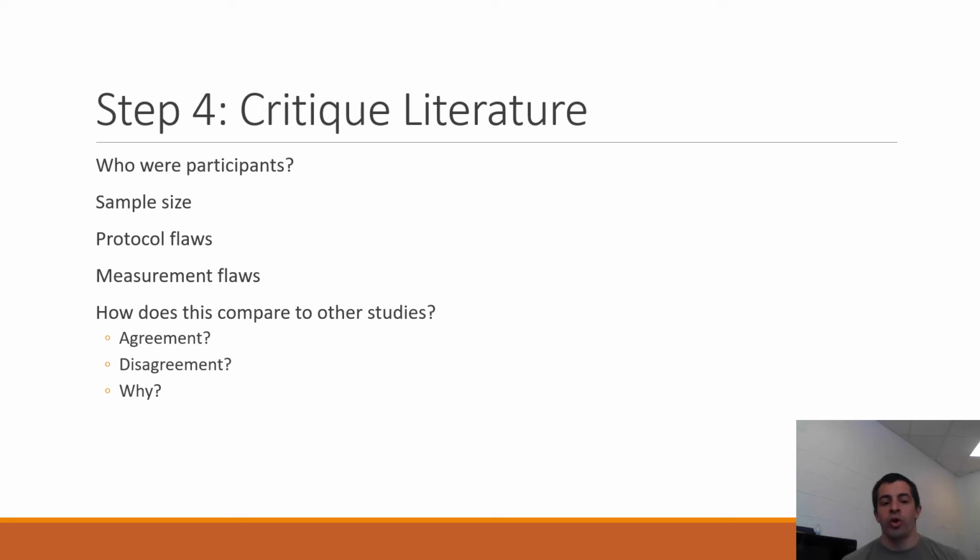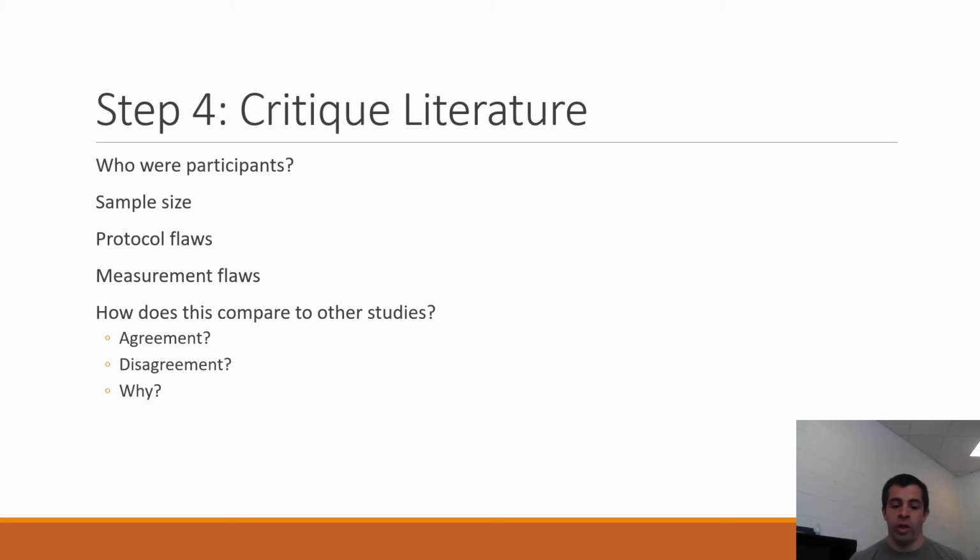Finally, when you're critiquing the literature, and this should be within your paper, you have to start to compare things. How does it compare to other studies? In your literature review, do not just list: this study says this, this study says this, this study says this. Do not just list. There needs to be some critical thinking, right?